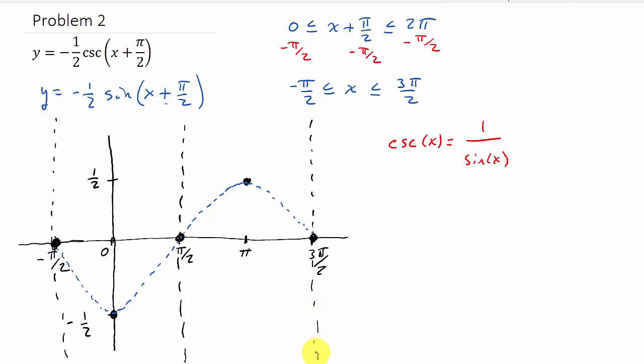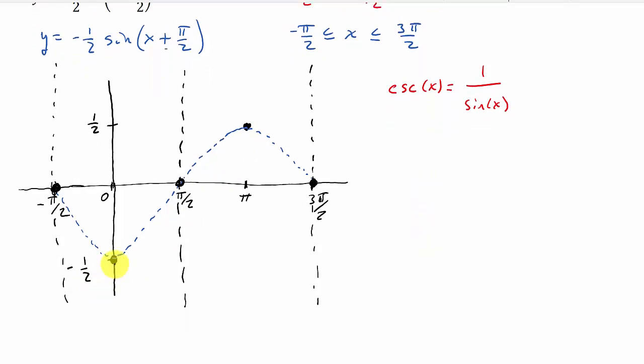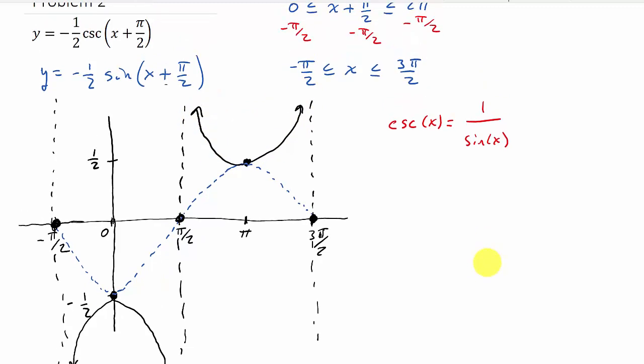Once you have your vertical asymptotes drawn, you see where it comes down to its minimum here and its maximum here on the sine function. That's where we put what we call our U-shaped branches in. And so the cosecant function would look like this. This could come on down further. And then here. And there's your graph of cosecant.